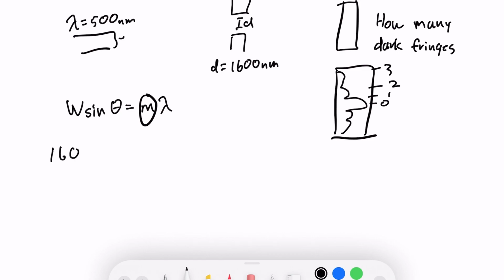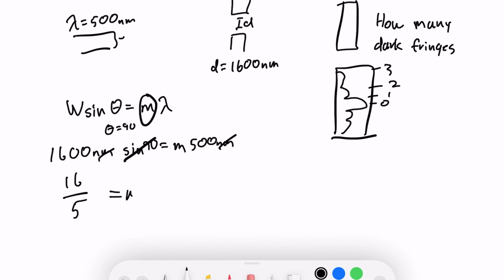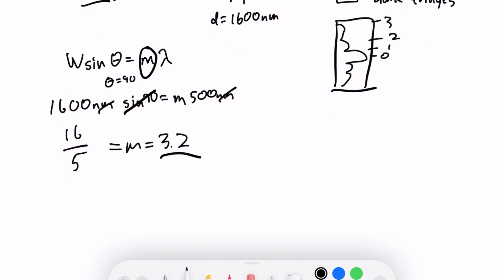So the slit width is that 1600. In this case, theta can be 90. We're solving for m, and wavelength is 500 nanometers. And we can cancel out the nanometers. Since sine 90 is 1, we can cancel that out. And so 16 over 5 equals 3.2. Now, since you can't have 3.2 dark fringes, we just round it down to 3 dark fringes.